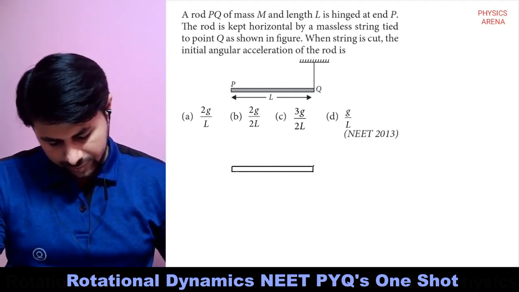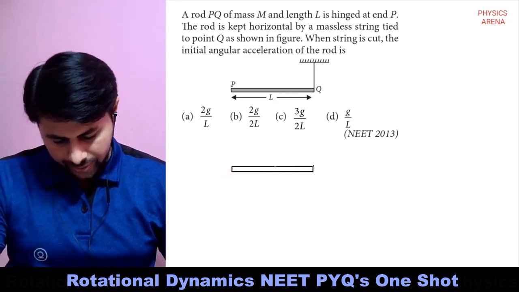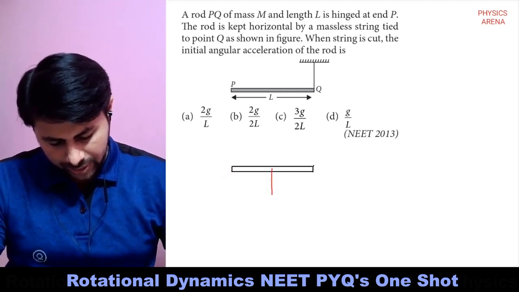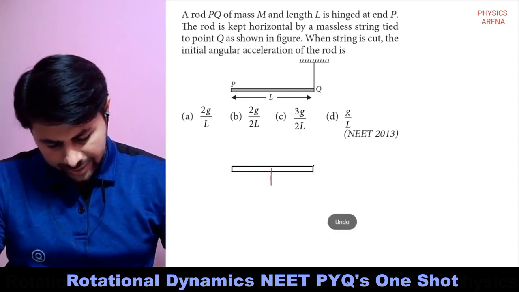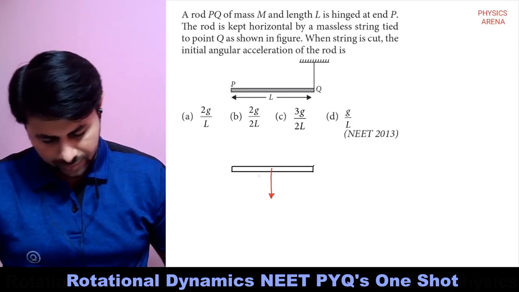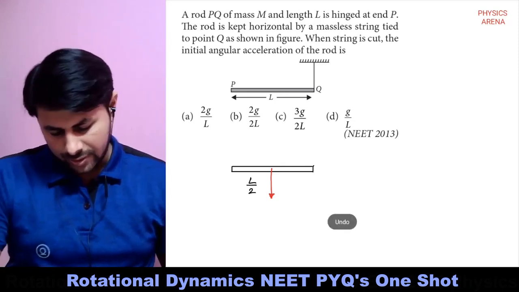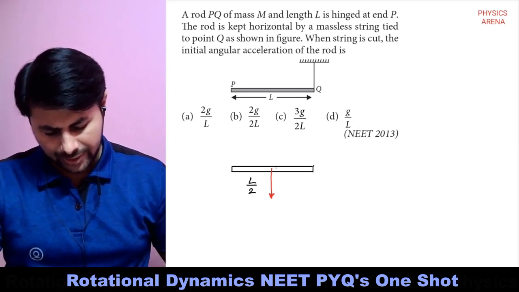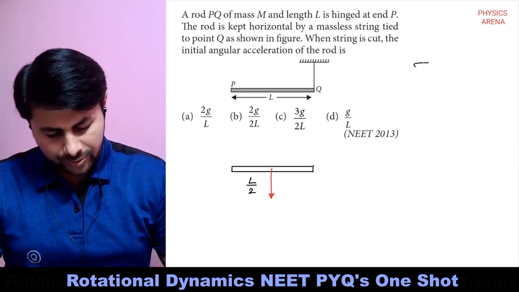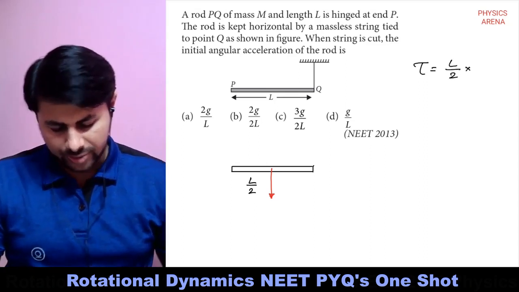So it is hinged at this point. Okay, so there is only one force, which is the gravitational force, and which will act from the center of gravity, L by 2 of the rod, right? And therefore, how much would be the torque? So torque is equal to L by 2 multiplied by its weight.